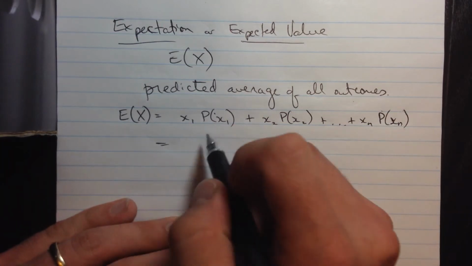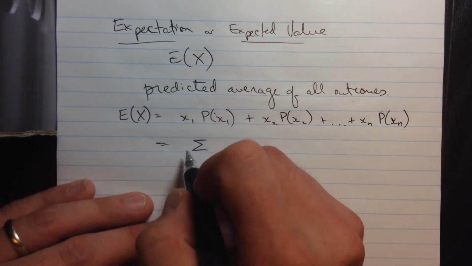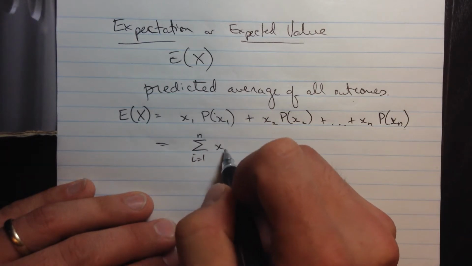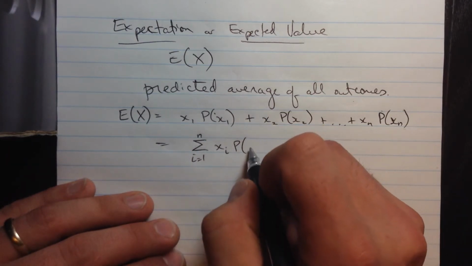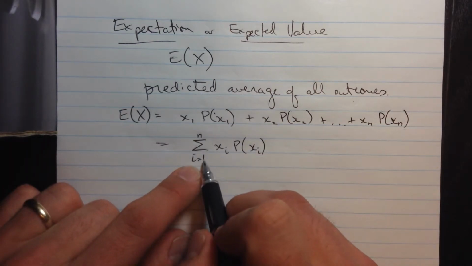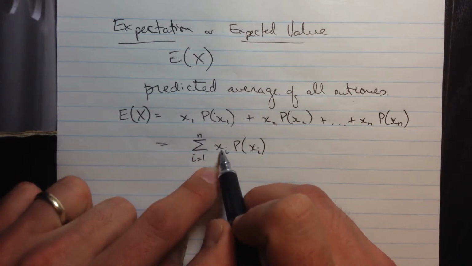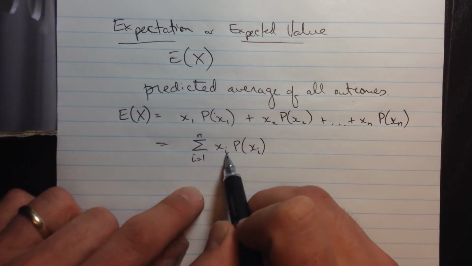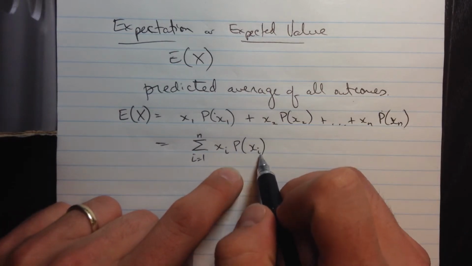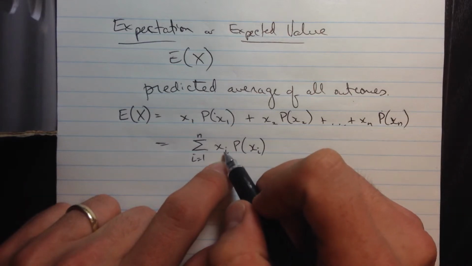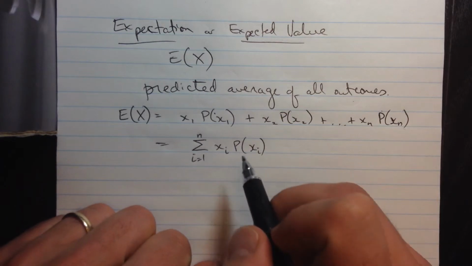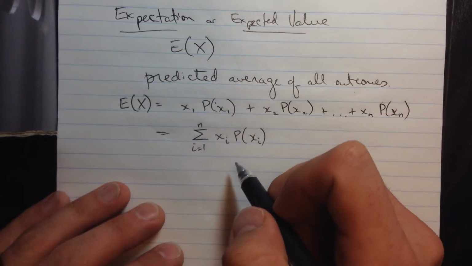I'll just write this with summation notation. The sum of x sub i times the probability of x sub i. So this is adding up from 1 to n, running through all the values of i, x sub i times the probability of x sub i. So x1 times P of x1, plus x2 times the probability of x2, and so on. It's just what I've written here, but this is writing it out in short form. We're going to practice this because I know we haven't used this yet in this course.